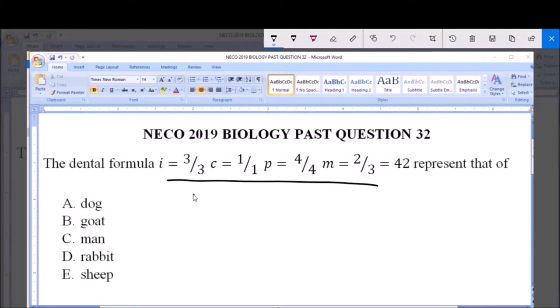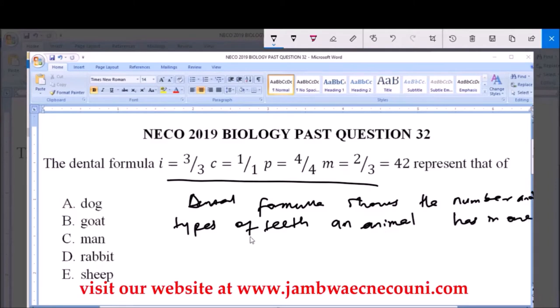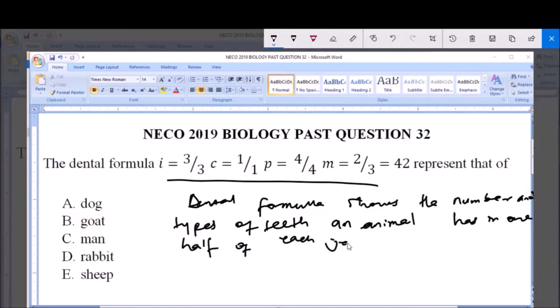Now, like we know, dental formula shows the number and type of teeth an animal has in one half of each jaw. So, meaning that dental formula represents the number of teeth an animal has in one half of each jaw, that is both upper and lower jaw. Now, the numbers in the numerator represent the upper jaw and the denominator represents the lower jaw.